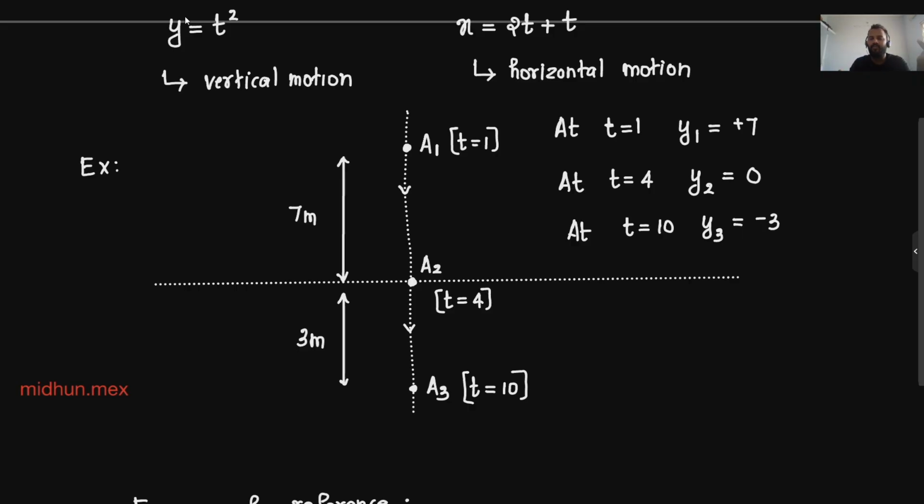Who gave you 7 meters away, 3 meters away? It is the observer. There is an imaginary person standing at the origin. This person is giving you data. A1 is 7 meters away. A3 is 3 meters away. A2 is at the origin itself.